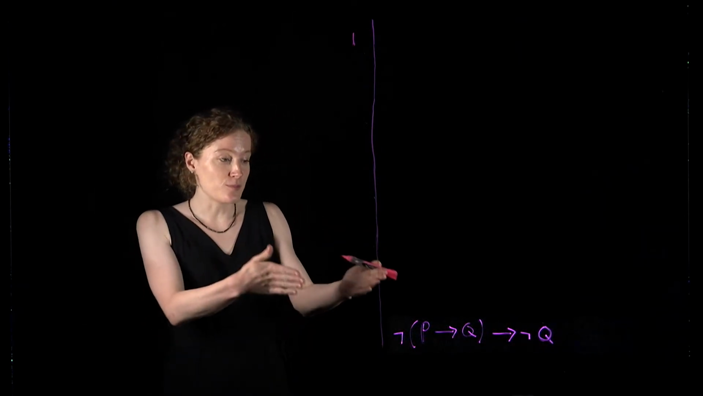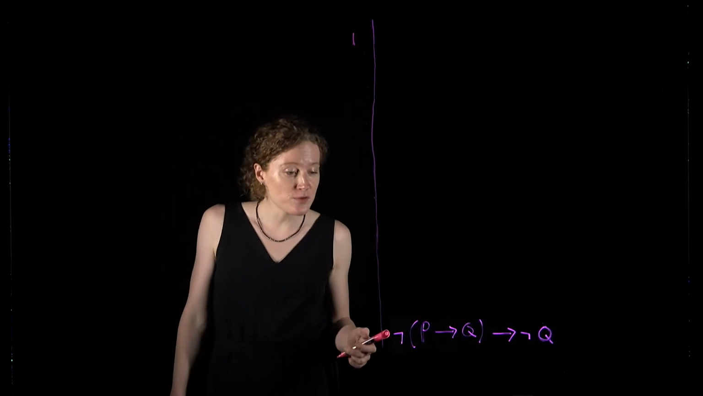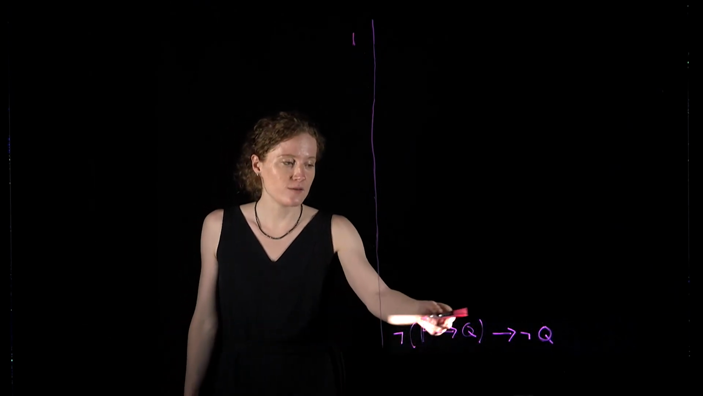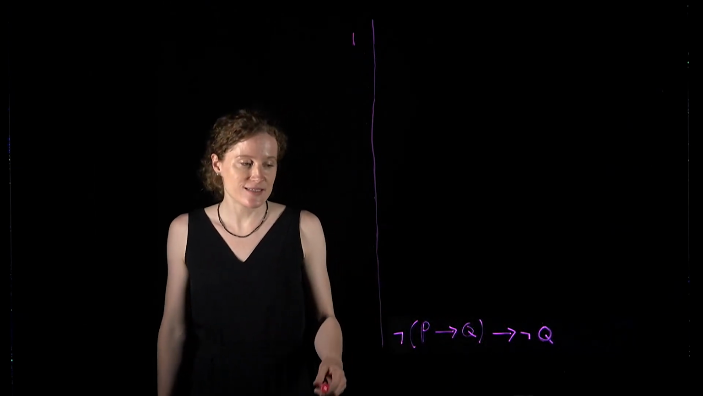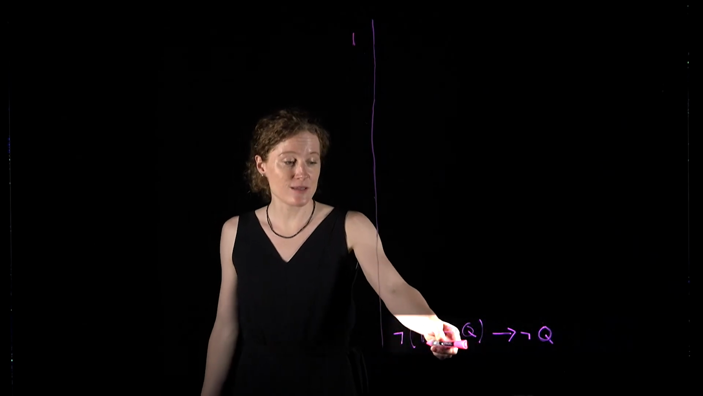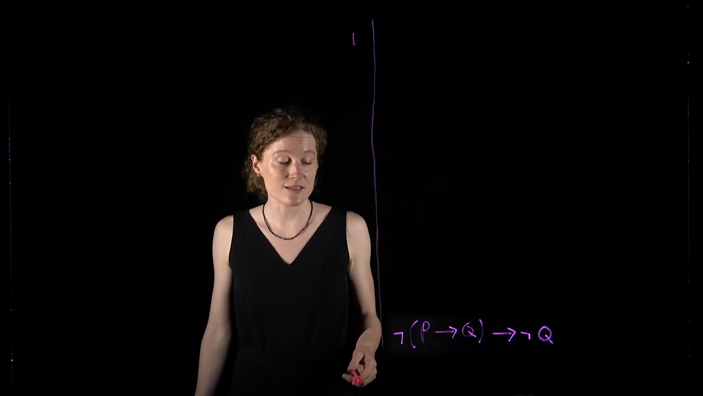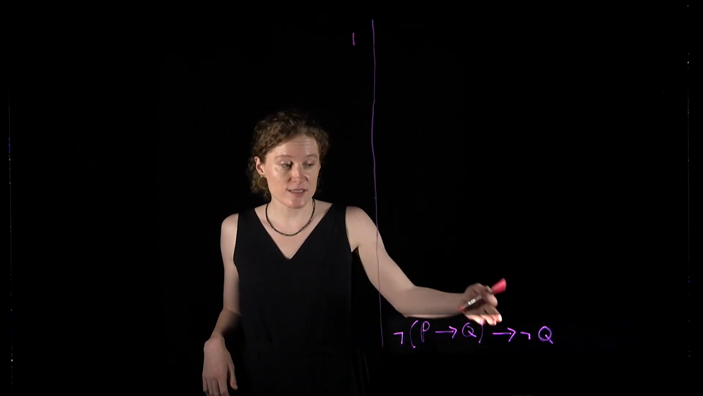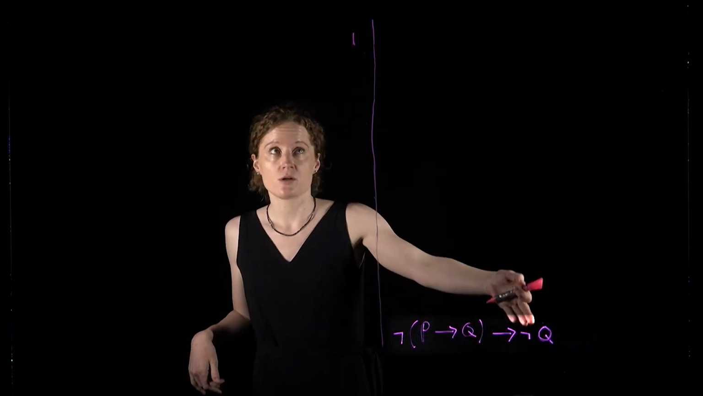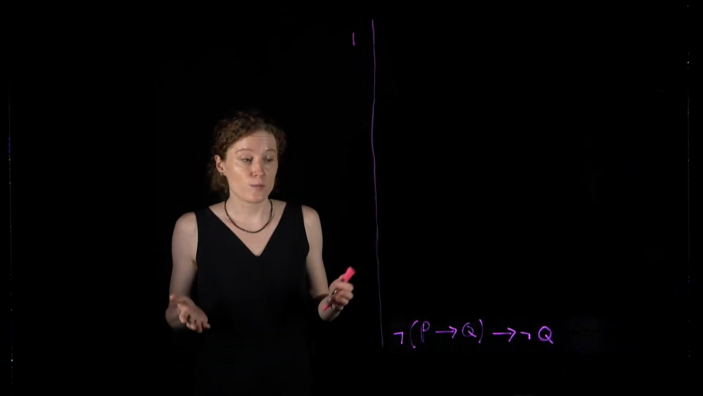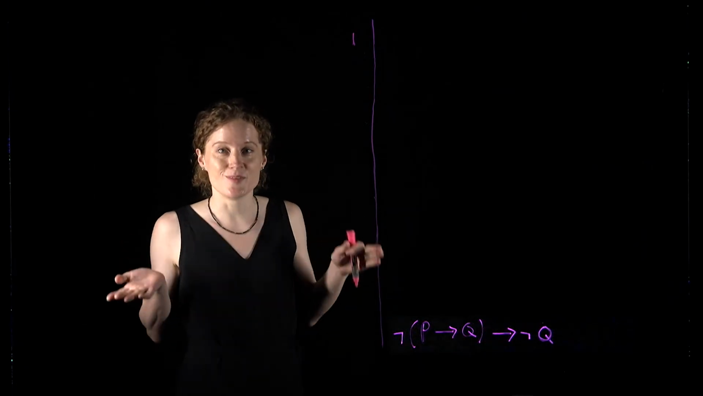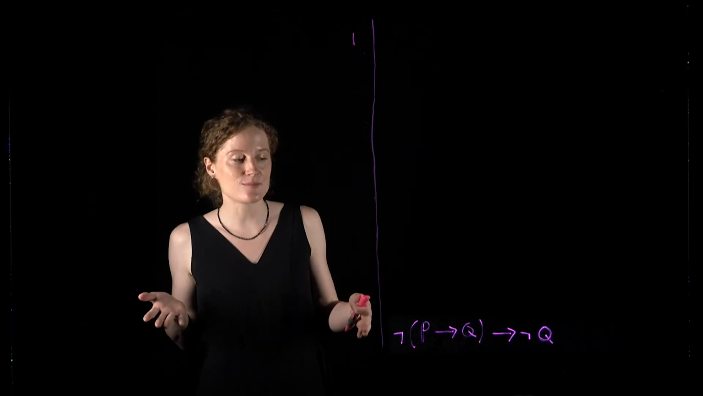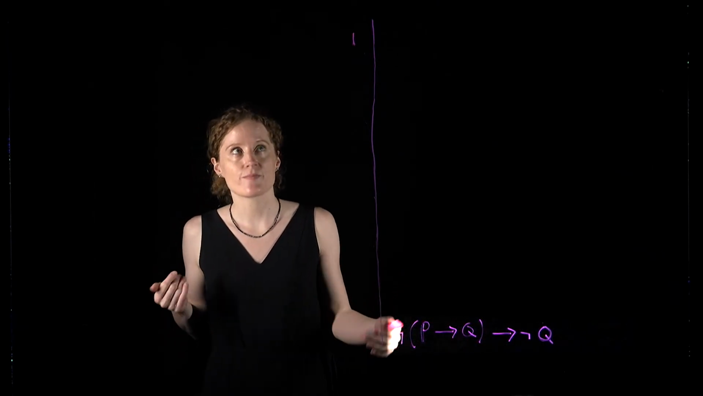So here we want to prove a conditional. We want to prove that if it is not the case that if P then Q, then not Q. So the antecedent of the conditional that we want to prove is this negated conditional here. The antecedent is that it's not the case that if P then Q. And the consequent of the conditional that we want to prove is not Q. And now we want to show that this sentence follows from no premises whatsoever.